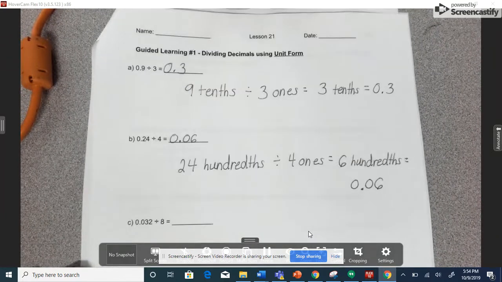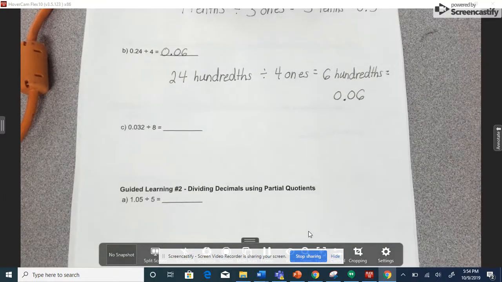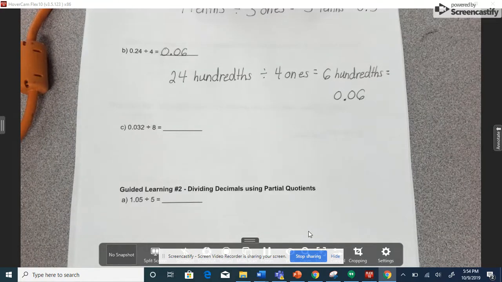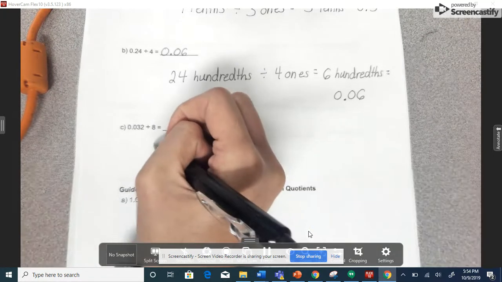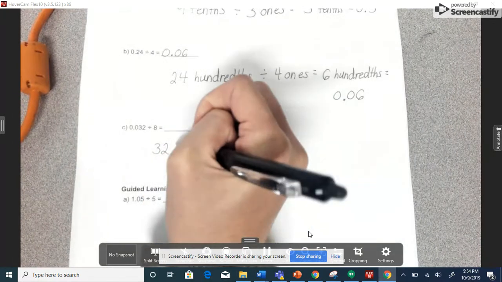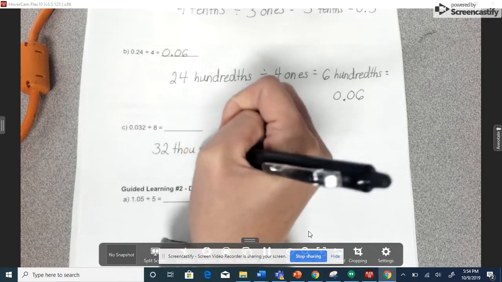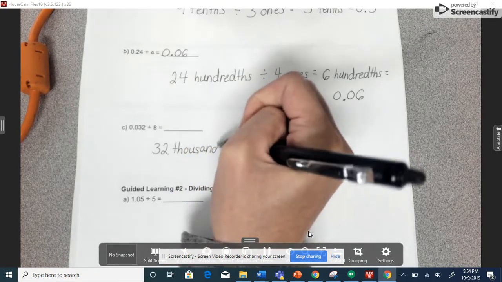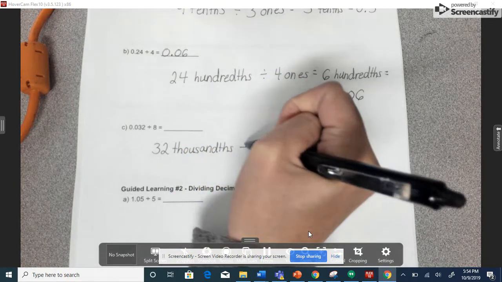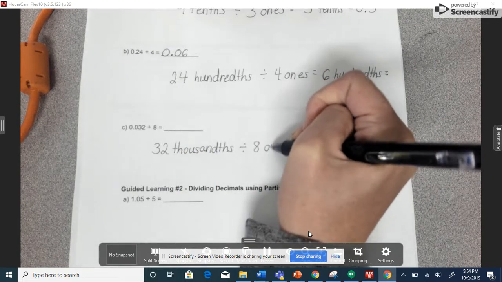All right. Last one for guided learning, number 1. 32,000 divided by 8. We're going to start by writing this in unit form. 32 thousandths divided by 8 ones.